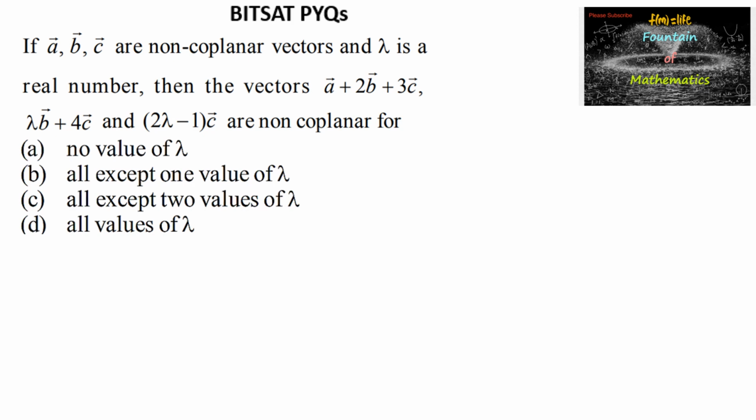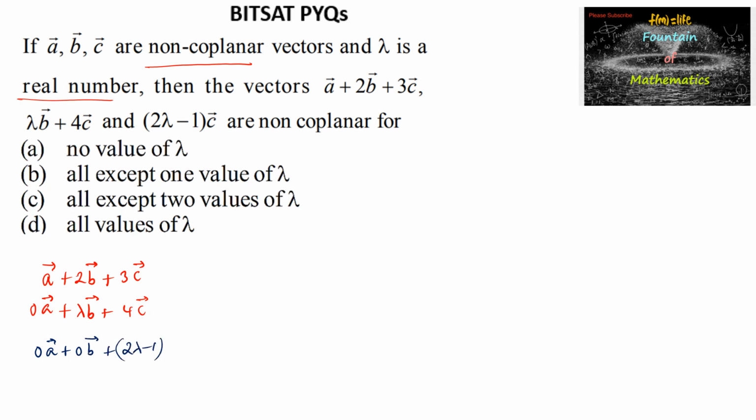Given vector A, vector B, vector C are non-coplanar vectors and lambda is some real number, then the vectors A plus 2 times B plus 3 times C, and the second vector 0 times A plus lambda times B plus 4 times C, and the third vector 0 times A plus 0 times B plus (2 lambda minus 1) times C, are non-coplanar for.